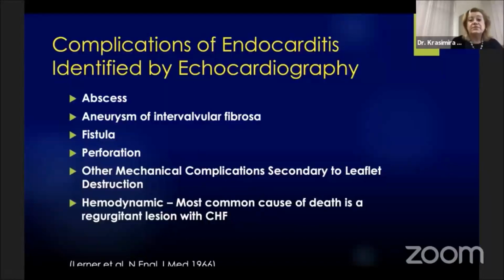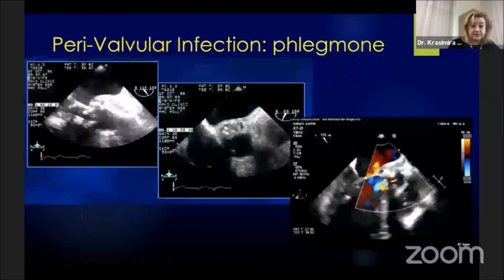Complications of endocarditis which can be identified with echocardiography: we very often find abscess of the valvular structures, aneurysm of the intervalvular fibrosa, perforation of the leaflets or fistula, or mechanical complications secondary to leaflet destruction, and hemodynamic ones. The most common cause of death is irregular lesions with chronic heart failure.